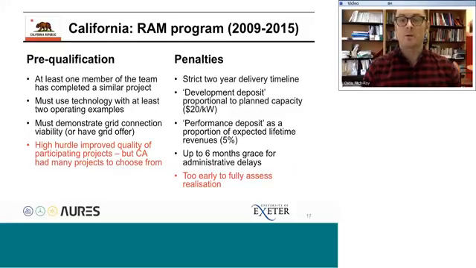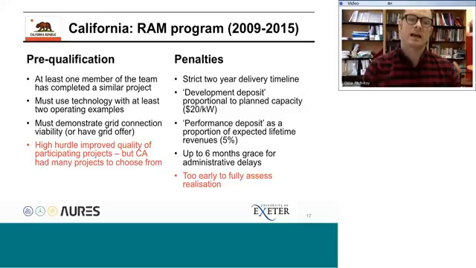As is quite common, they're excluding innovative and new technologies by saying that at least 2 operating examples of that technology must exist somewhere in the world, and varying levels of grid connection viability. Actually, for the first 4 auctions that they ran, grid connection had to be proved to be viable with a study done by the relevant grid operator. Finally, for the last 2, the developers had to have a binding grid offer.